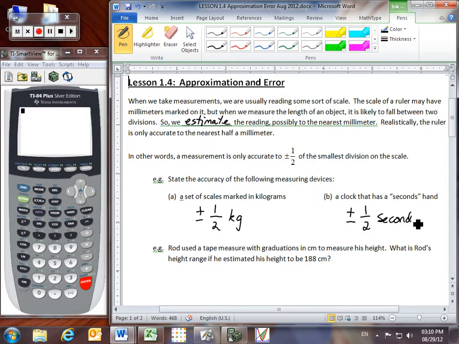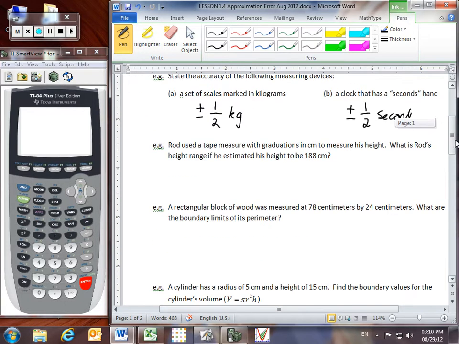Alright, let's move on then to the next example, where we've got a guy called Rod, and he uses a tape measure with graduations in centimeters. That means that on his tape measure we can only see centimeter markings, no millimeters, only centimeters. Now Rod measures his height, and he estimates his height to be 188 centimeters. Now we know that this estimation of his measurement is only accurate to plus or minus 1/2 a centimeter. So what is his height range?